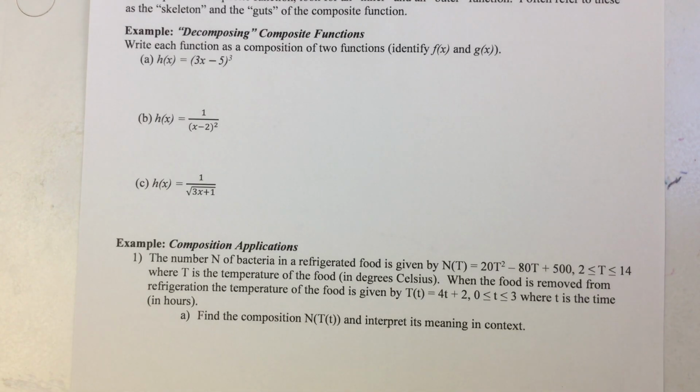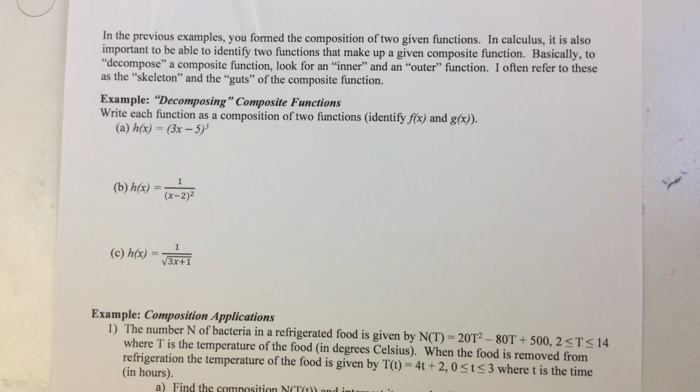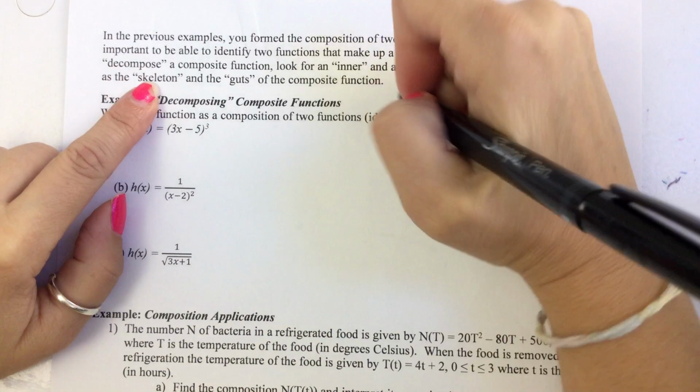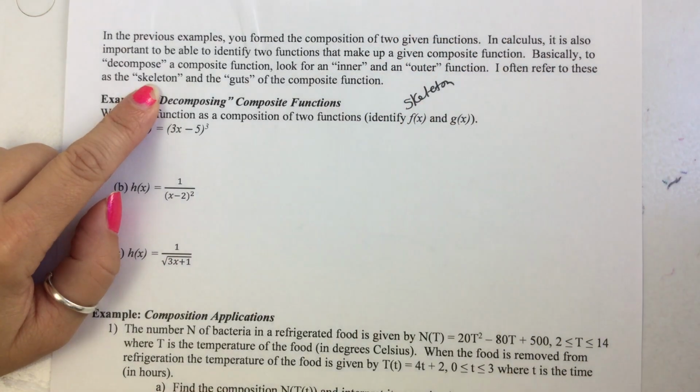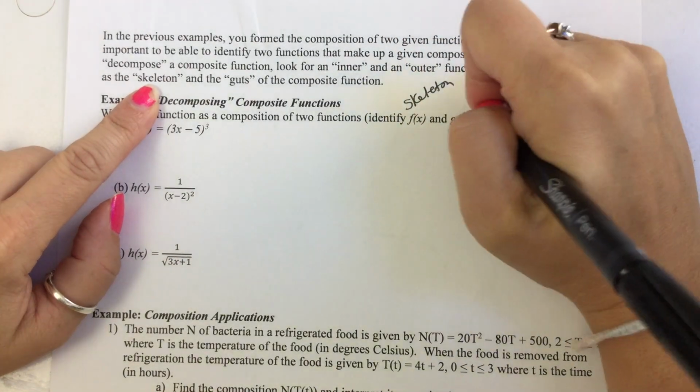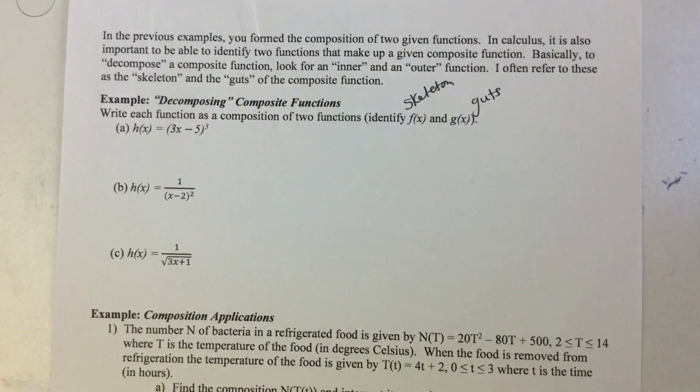Now, if you ever plan on taking calculus, it is important to be able to decompose these functions. So what we have been doing is taking two functions, putting them together to create a new one. What happens in calculus is they will give you the composition, and you have to figure out what was f of x and what was g of x. Now, f of x, I call that the skeleton. It lays out the frame. What are the basics? Then g of x, that's the guts. What was put in for x?